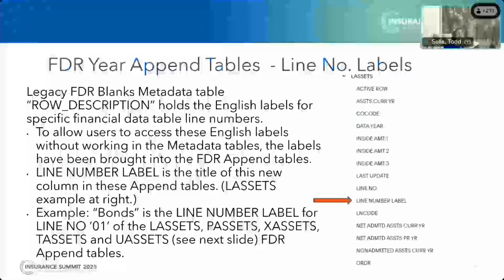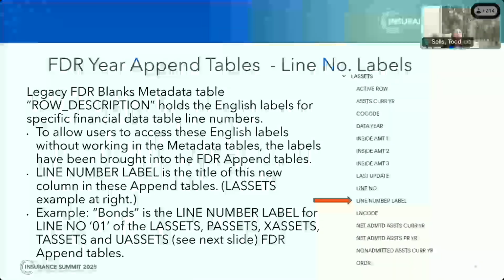So you have line number 1 for the assets table, and now in that L assets table, you'll also see line number label, and when you look up line number 1 in that table, you'll see line number label have the value of bonds, and line number 2.1 would have the line number label of preferred stock, etc. So it's bringing in all those English language descriptions for the row labels so that you don't have to go get that anywhere else. It makes your life a lot easier when you're playing with that particular table.